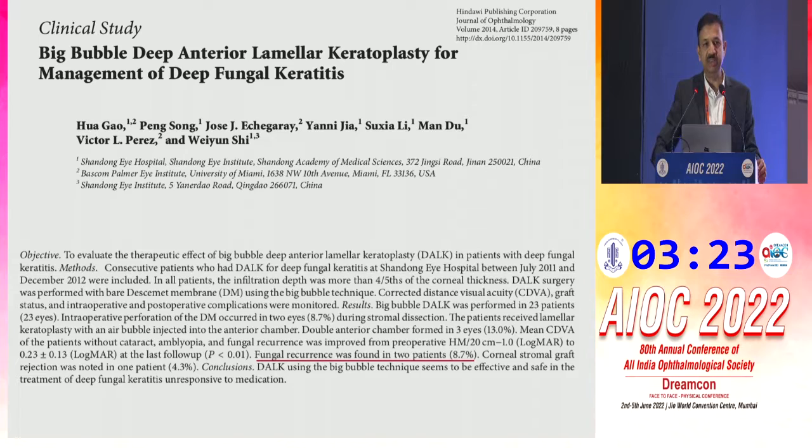So basically, yes, in fungal keratitis, at least in my experience, I have not done lamellar keratoplasty for fungal keratitis, because the time frame at which the patient presents to us is usually much later. The corneal involvement is much deeper, and if you do that, the chance of recurrence will be much higher.